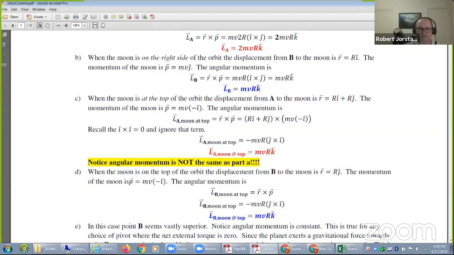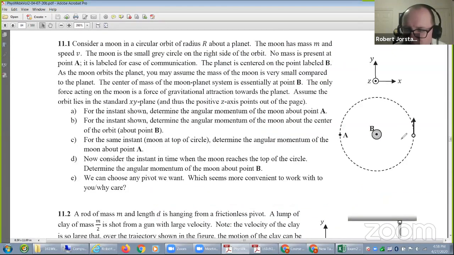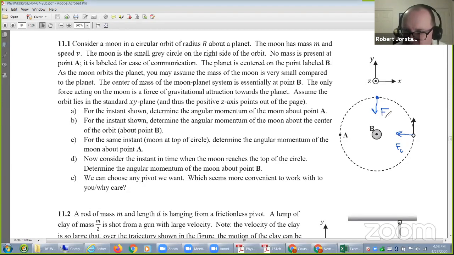Let's scroll down there and see if there's anything else. More on this later. It's easier to show it with a figure, so let me go back to the figure. Think about this. If I look at this point, there's the force due to gravity. Whereas if I look at this point, here's the force due to gravity. And if I look at another point, if the thing was over here, notice the force due to gravity is always directly towards point B. So how much torque does gravity exert about point B? None. And so by choosing this point, there's no external torque.